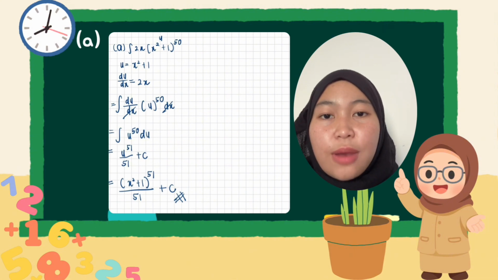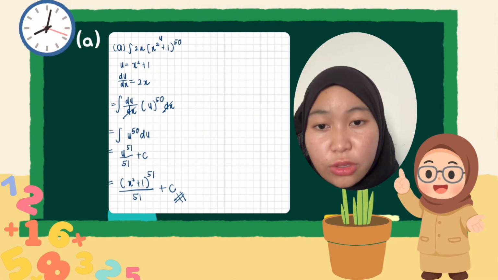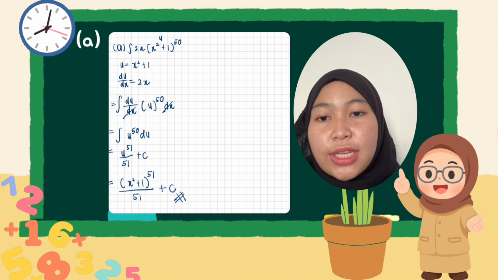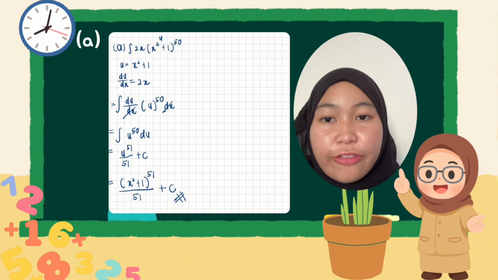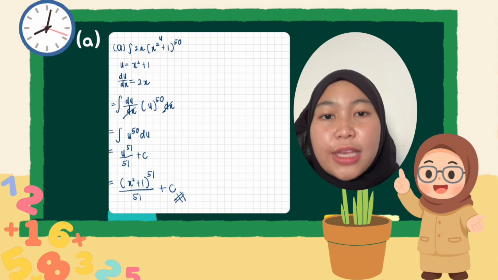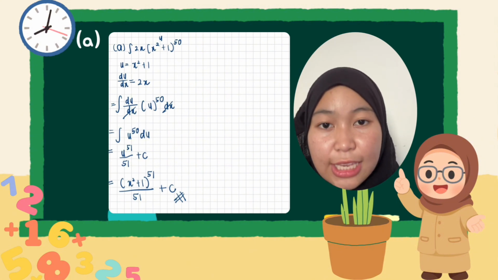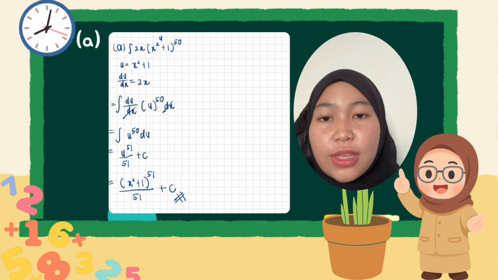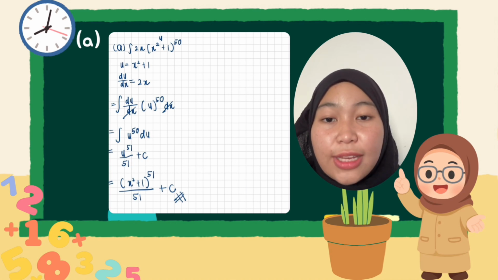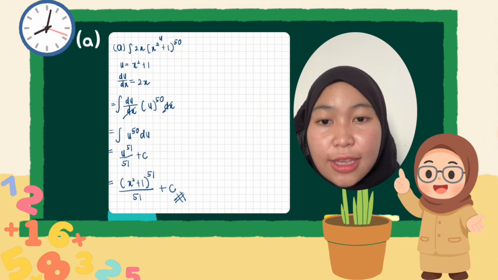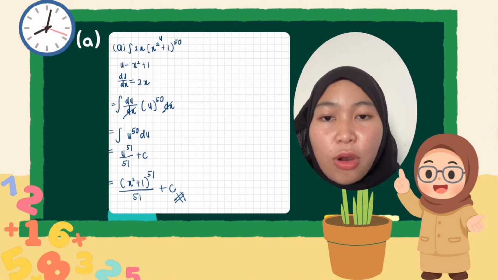From here, we apply the standard integration power rule by adding 1 to the exponent and dividing by that new number, which gives us u to the power of 51 over 51, plus the constant of integration c. Finally, we swap the original x expression back in for u to get the final answer. So, the final answer is (x^2 + 1) to the power of 51 over 51 plus c.